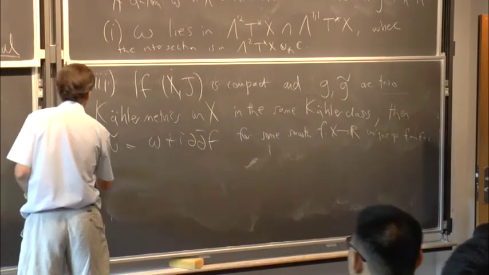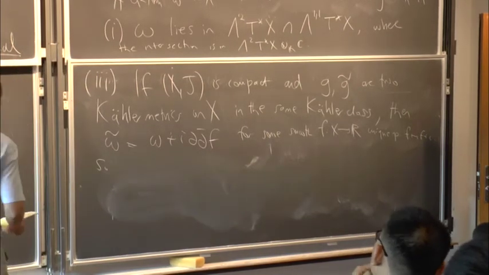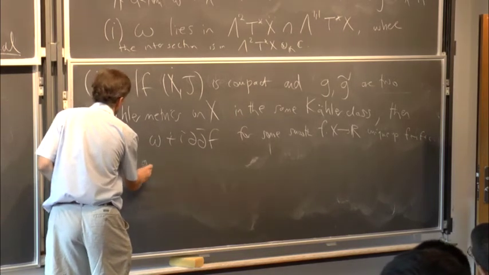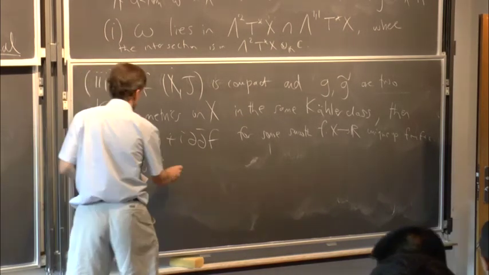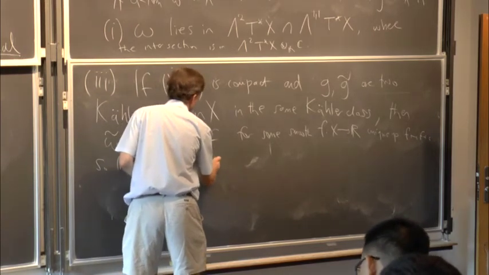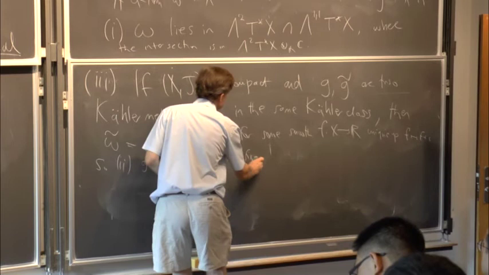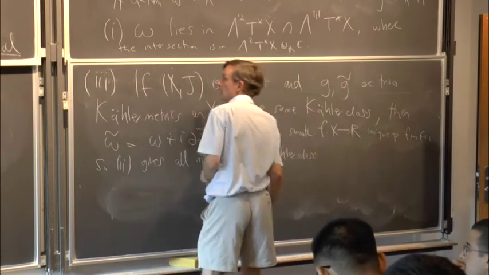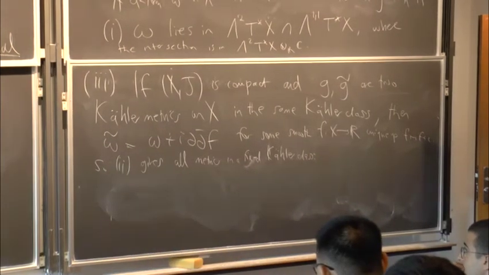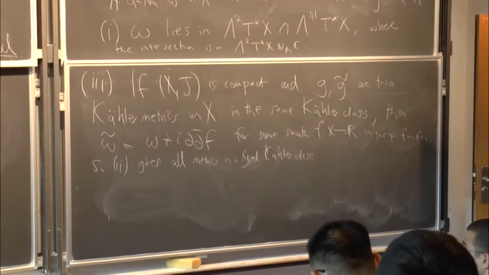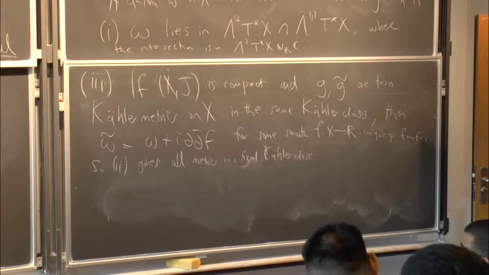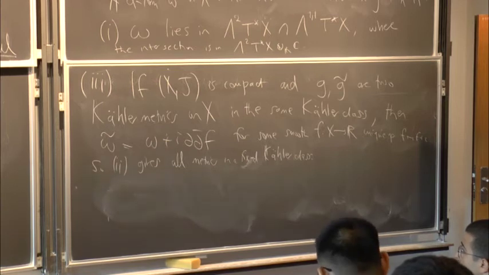Okay, so therefore this condition, part 2, actually gives all metrics in a fixed Kähler class. That is, all metrics in the given Kähler class on X have Kähler forms of the form omega-tilde is omega plus i∂∂-bar f. Although, if you want to get all of them, you can't really say you want f to be small anymore. But anyway.